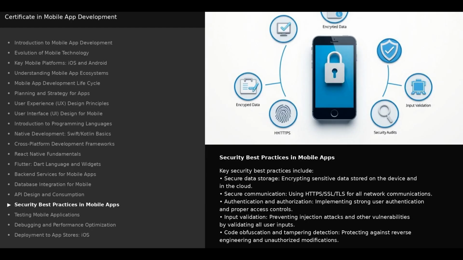Code obfuscation and tampering detection, protecting against reverse engineering and unauthorized modifications. Regular security audits and penetration testing, identifying and fixing vulnerabilities proactively. Minimizing permissions, requesting only necessary device permissions. Adhering to these practices helps create a resilient and trustworthy mobile application. It safeguards both the users and the application itself. Continuous vigilance and updates are vital for maintaining security.